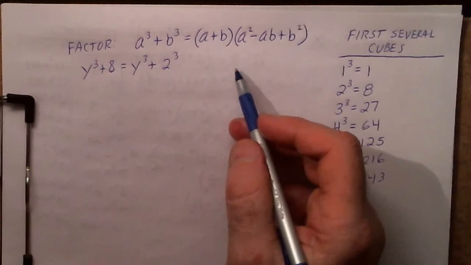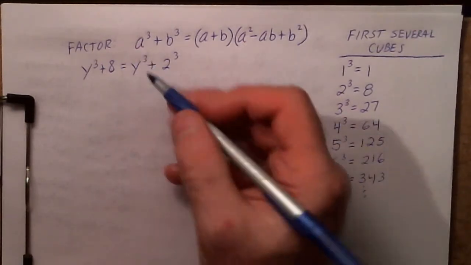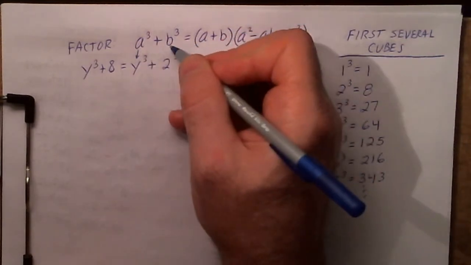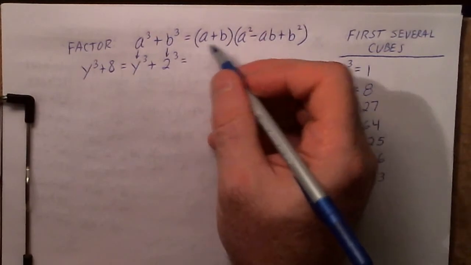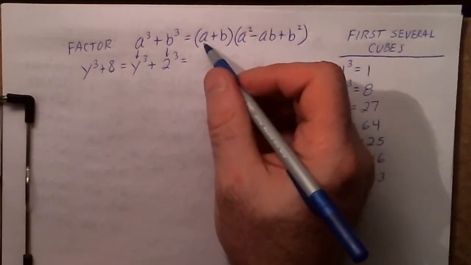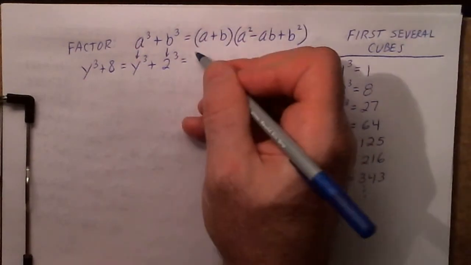So in order to factor y cubed plus 8, all we have to do is follow along with this pattern here. Our a is really a y, and our b is really a 2. So wherever we see an a in this pattern, we replace the a with a y, and we replace b with a 2. So let's just follow along with the pattern.